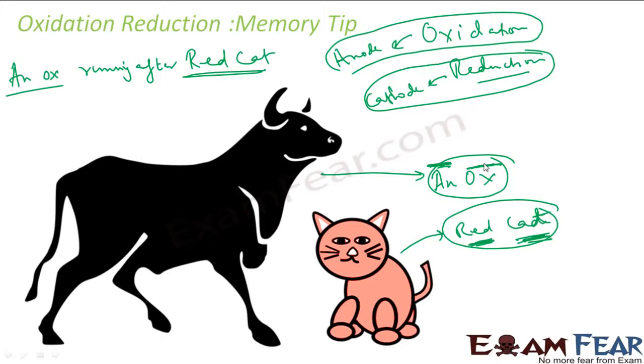Please note, this is a very critical memory tip because a lot of students get confused about the anode and cathode, where reduction will happen and where oxidation will happen. This is a pretty decent memory tip, right? So anode oxidation, an ox; reduction cathode, red cat. Just think of this figure, a red cat being chased by an ox.